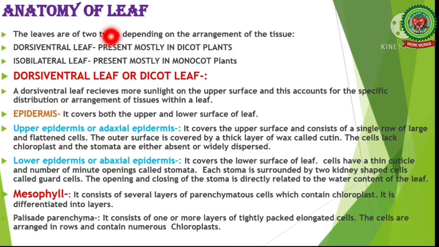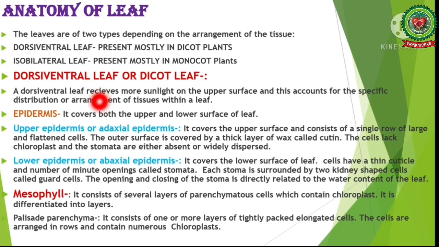Now let's discuss the anatomy of leaf. The leaves are of two types depending on the arrangement of the tissue. Dorsiventral leaves, which are present mostly in dicot plants. Isobilateral leaves, which are present in monocot plants. Dorsiventral leaf or a dicot leaf.